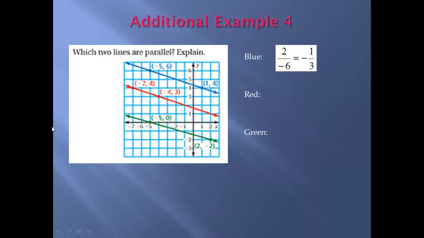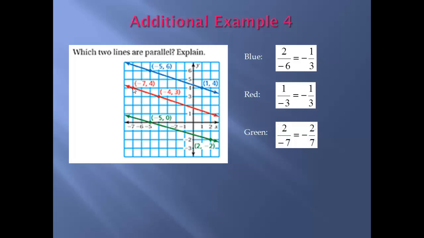For the blue line, our rise, if we start with our point, would be up 1, 2, and our run would be 1, 2, 3, 4, 5, 6, and it would be negative 6 because we went to the left. So it'd be 2 over negative 6, or negative 1/3. Now for the red line, we can go up 1 and then over 1, 2, 3. So it'd be 1 over negative 3 because we went to the left for our run, or negative 1/3.